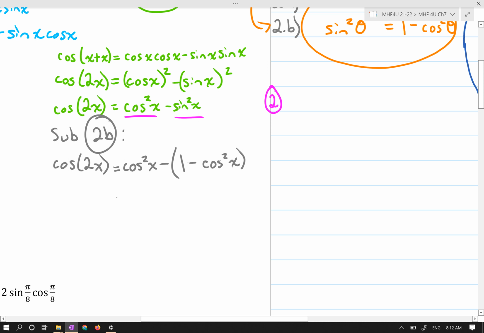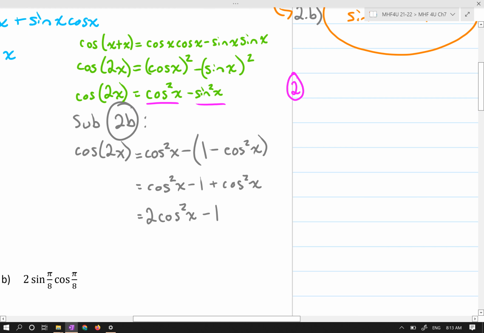So I'm working here, okay, so this is going to be equal to the cosine squared of x minus 1 plus the cosine squared of x, and that's equal to 2 times the cosine squared of x minus 1. Fantastic. This is equation 3. This is another double angle formula. It's just another form of our second one that we found.